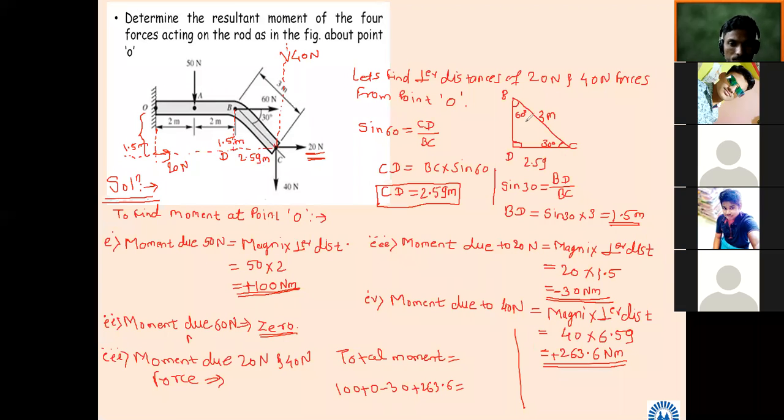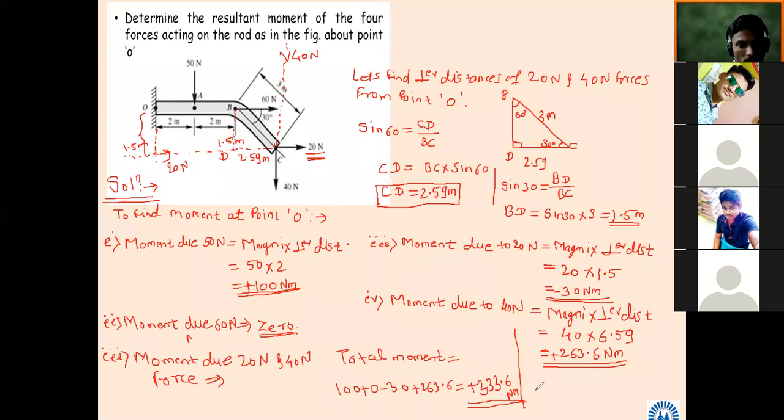Plus, how much? 333.6. The unit will be Newton meter. So like this you have to go.